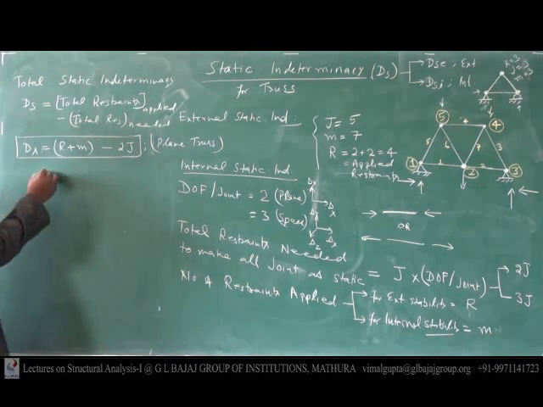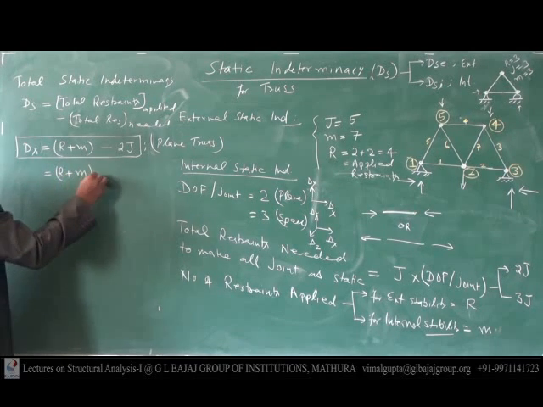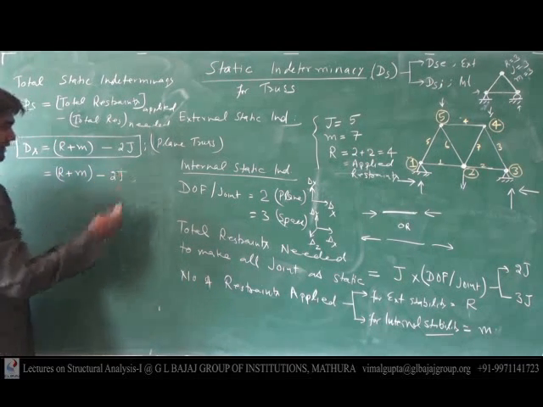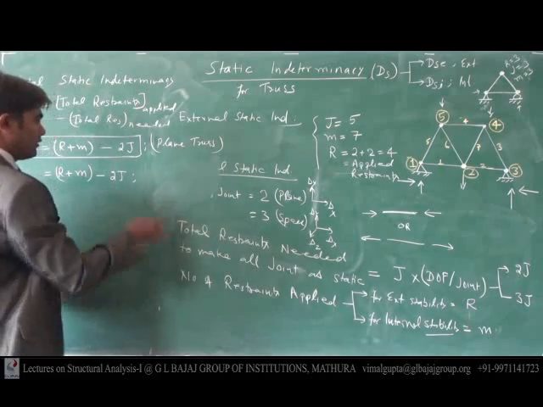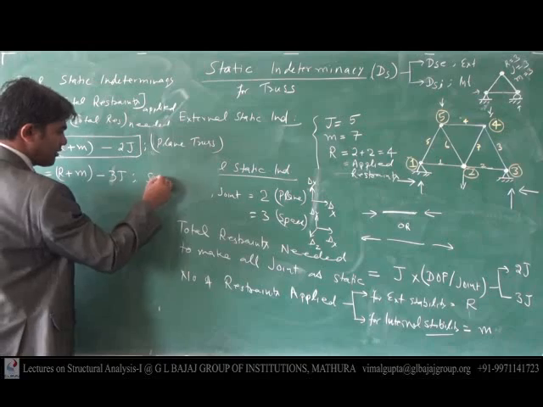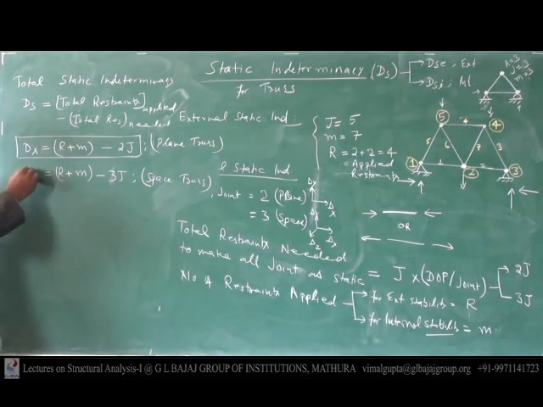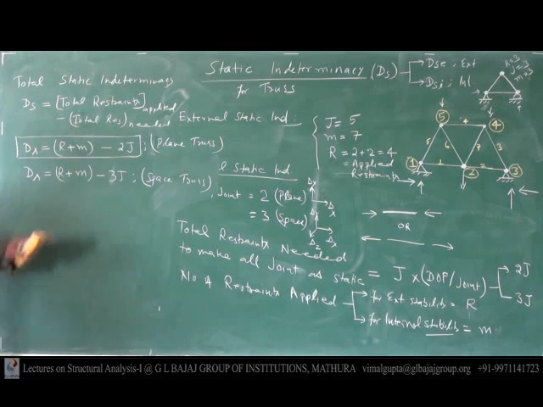And what will be the expression for space stress? Capital R plus small m minus 3j. It is for 3j, right? 3j for space stress. Okay, this is the expression for total static indeterminacy.